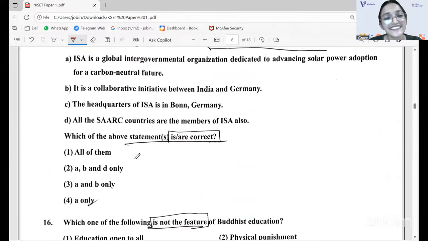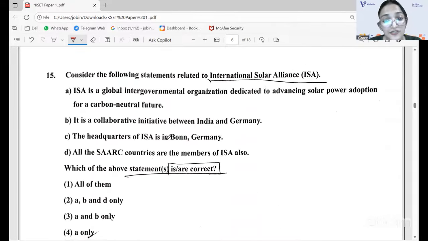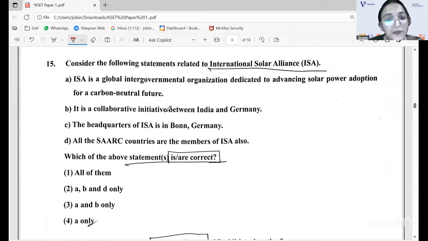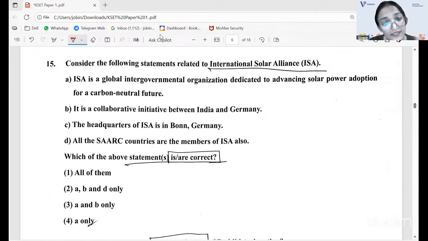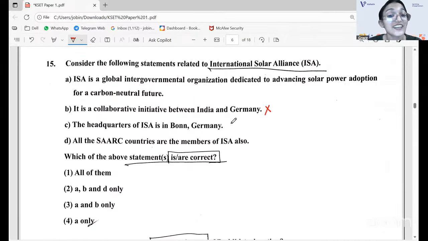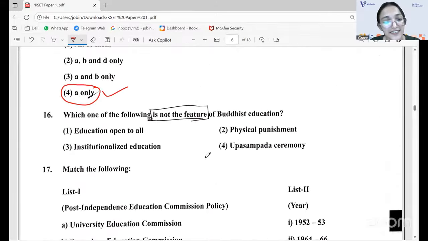Next one. Consider the following statements related to the International Solar Alliance, ISA. ISA is a global intergovernmental organization dedicated to advancing solar power adoption for a carbon neutral future. That is the right answer, a true statement. But the other three are not true, because it is not a collaborative initiative between India and Germany. It is between India and France, and the headquarters is in Haryana in India, not in Germany, and not all SAARC countries are members of the ISA. So B, C, D are wrong options. The right one is option A. So option 4 is right among the 4 options.